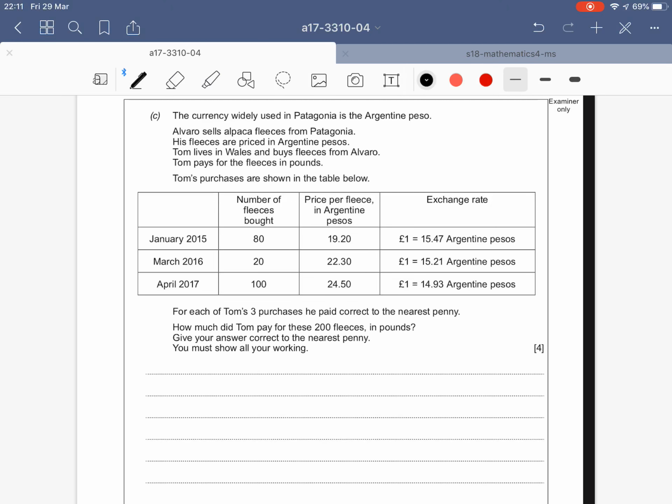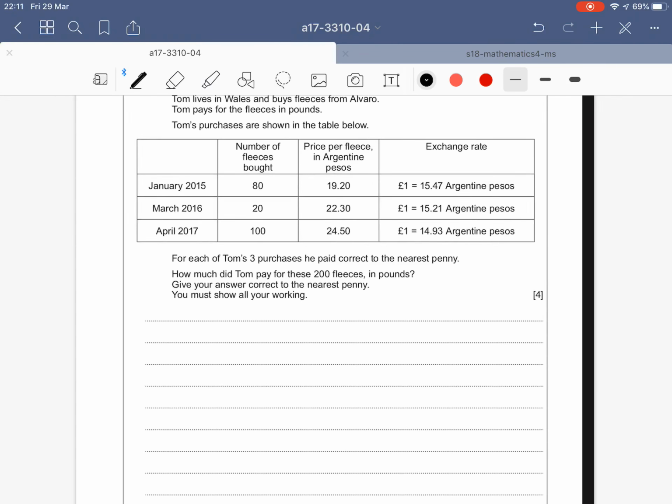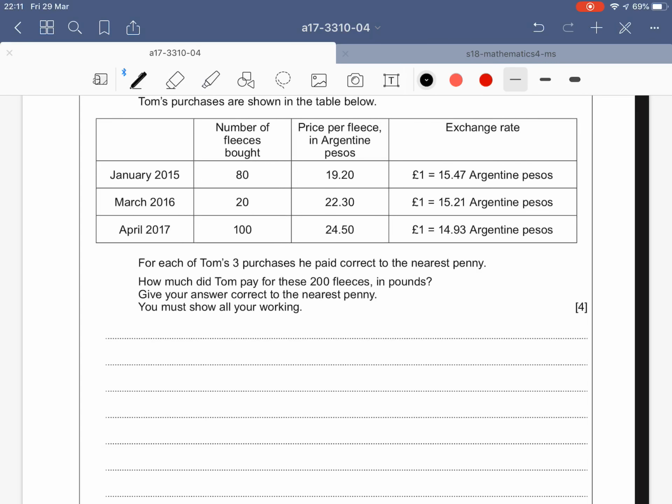Okay, currency in Patagonia is pesos, so we're buying some fleeces. He wants to know how much it's going to cost in pounds. Right, so if he buys 80 in January, 20 in March, 100 in April, all we need to do is times those together and then divide it by our exchange rate.